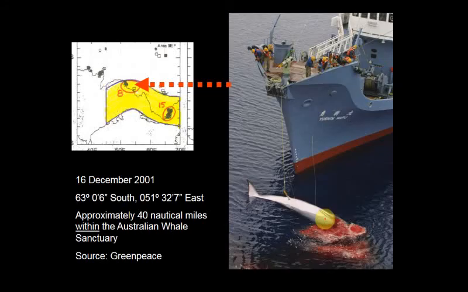We also got some eyewitness accounts. This one was from a Greenpeace fellow, this picture was taken from a Greenpeace helicopter of a whale that had been killed. And we were able to locate exactly where it was by latitude and longitude, and that it was killed within the Australian Whale Sanctuary on the 16th of December 2001. So we had some pictures, we had their own reports, so we had evidence of killing in breach of Australian law.